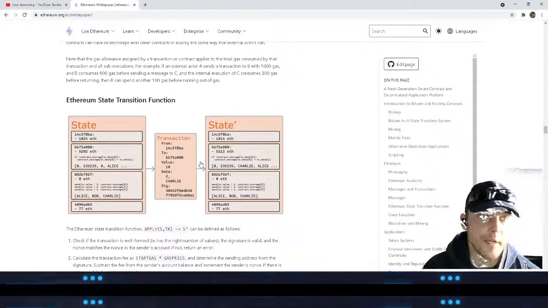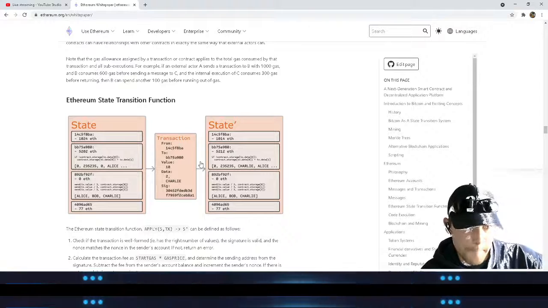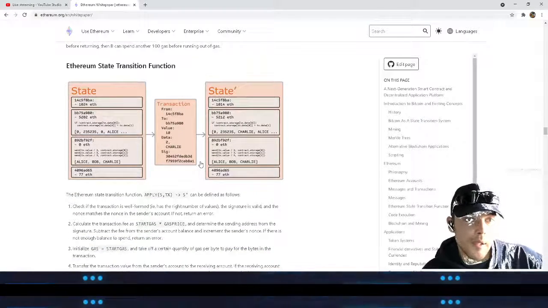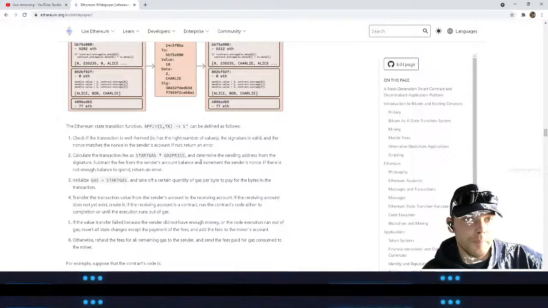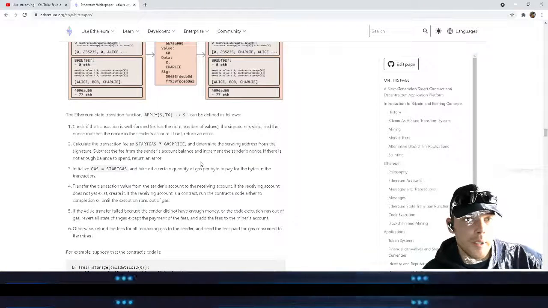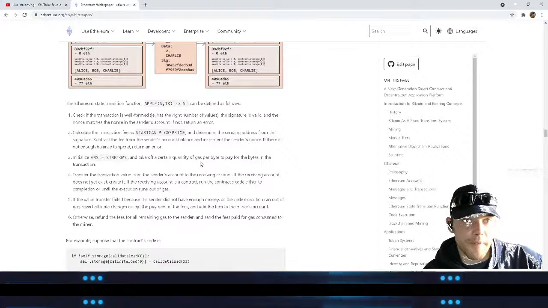And here we have the Ethereum state transition function. And here we learn how the Ethereum state transition function can be defined.